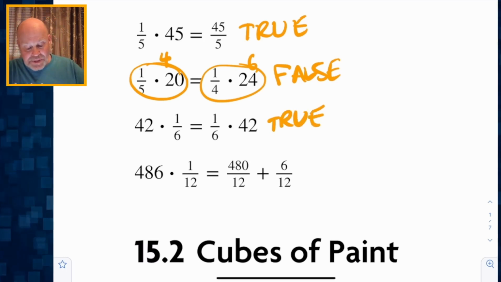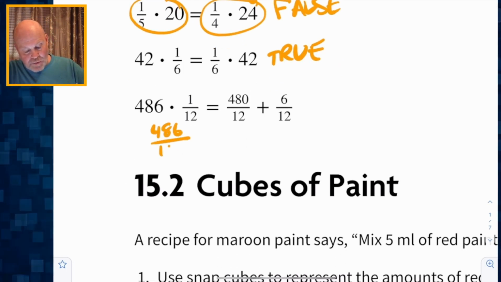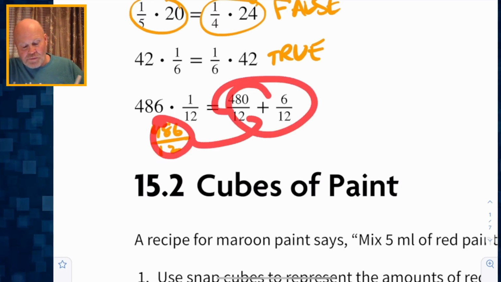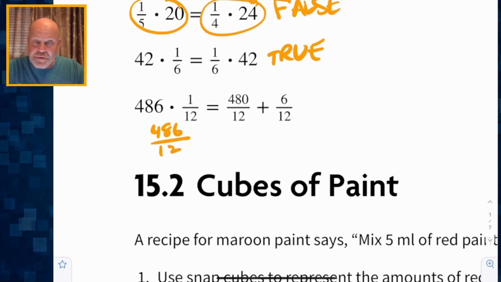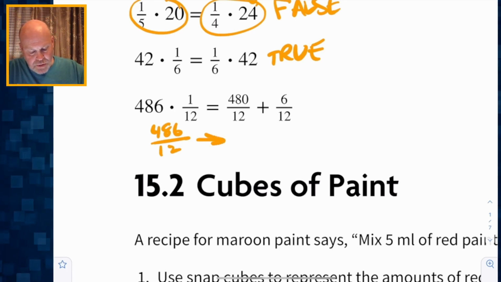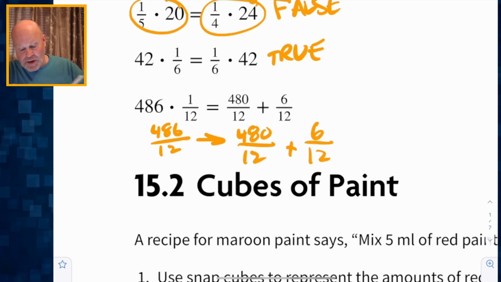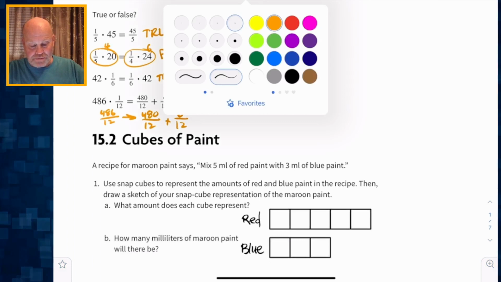And then lastly, this one's a tricky one, 486 times 1/12. So we know that is 486 over 12. That's that answer. But the question is, is that equal to 480 over 12 plus 6 over 12, or 480 twelfths plus 6 twelfths? And of course, it really is, because you can decompose that 486 to be 480 and 6. So adding those together as fractions, there you go. So that's got to be true. We don't even have to complete the work to find out what the answer is. We just know that it's true.